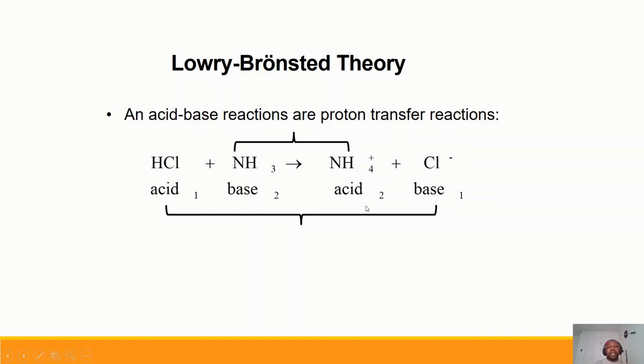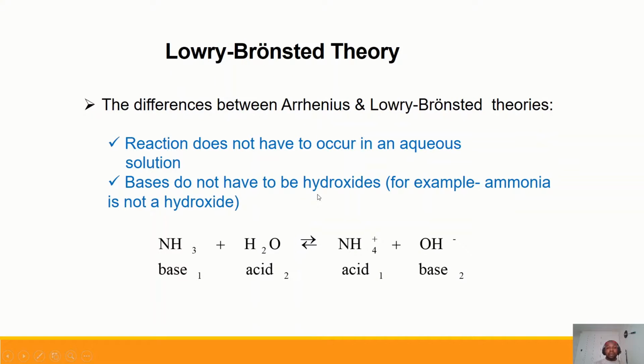So that makes this the conjugate acid of the base, and this is also the conjugate base of the acid, because this Cl minus is coming from here, and the ammonium ion is also coming from here. So the difference between Arrhenius and Lowry-Bronsted theory is the reaction does not have to occur in aqueous solution. For Lowry-Bronsted, they don't have to be in aqueous solution, but Arrhenius is talking about the reaction in water.